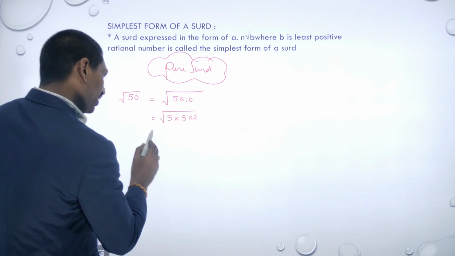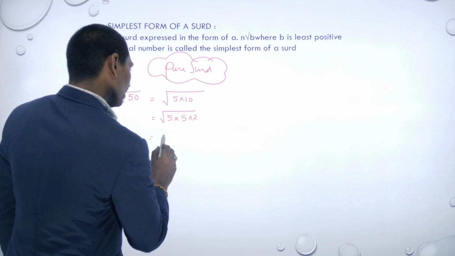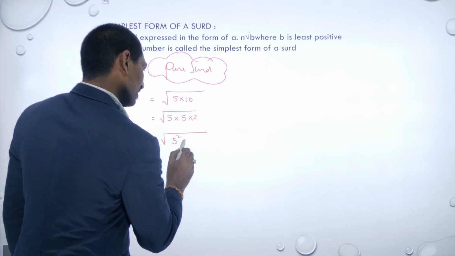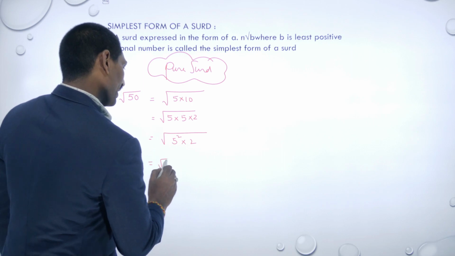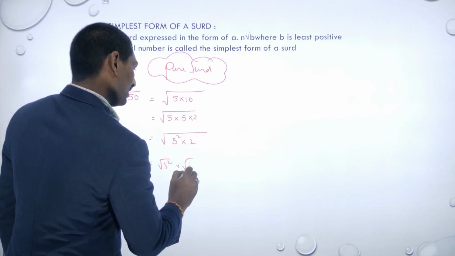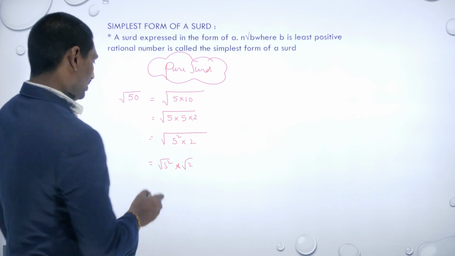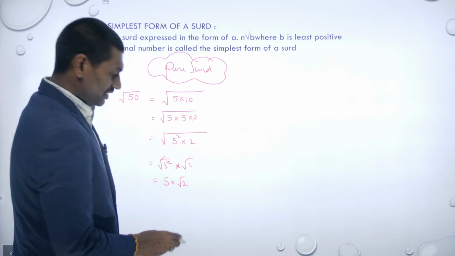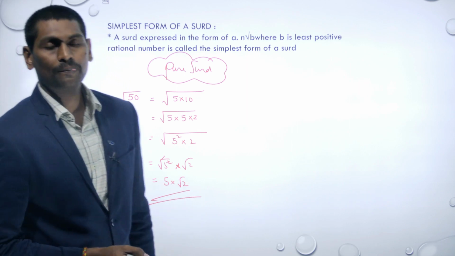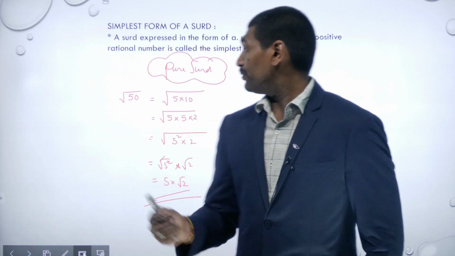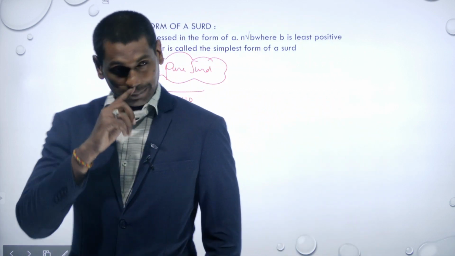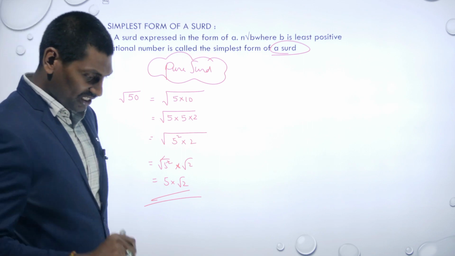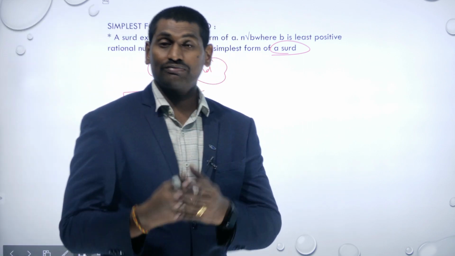Now try to apply the root over 5 into 5, which is 5 square. Can we write 5 square? Yes, into 2. So write that separately under the square root. Here the square root cancels, so 5 remains, and here root 2. So this is the simplest form of a surd. Before that, we need to discuss some laws of surds.